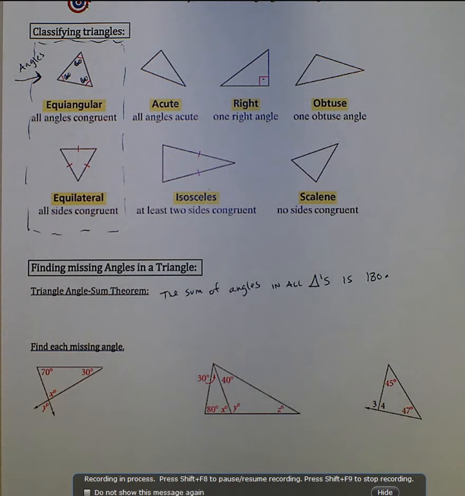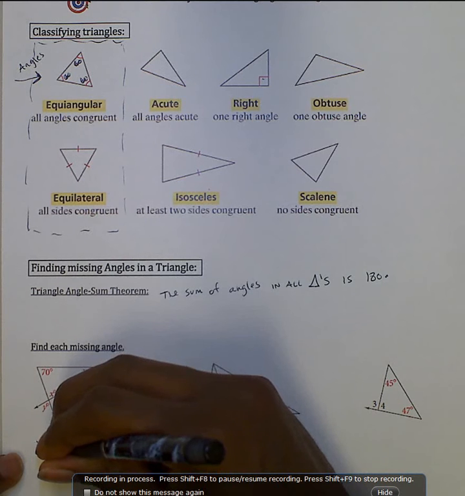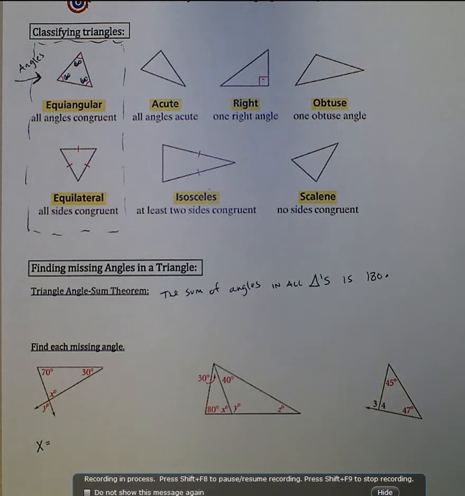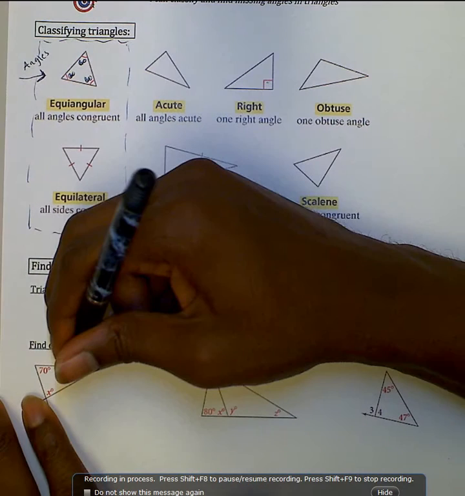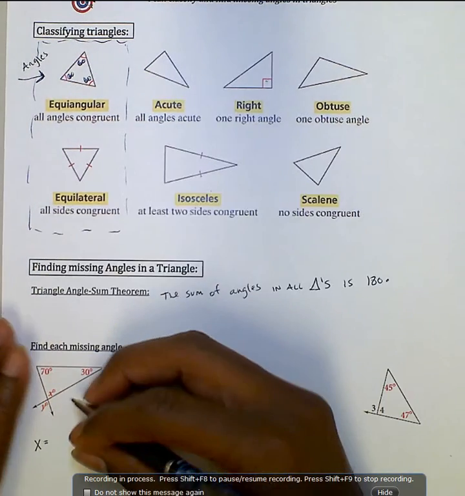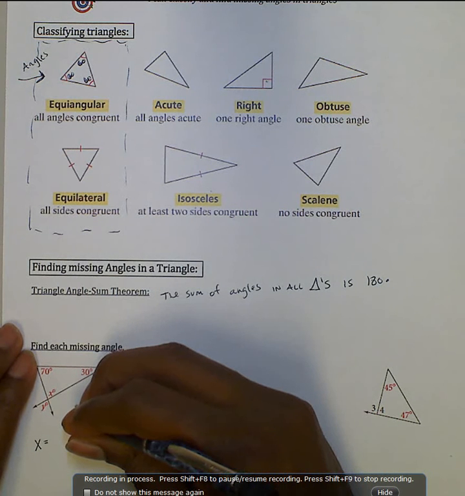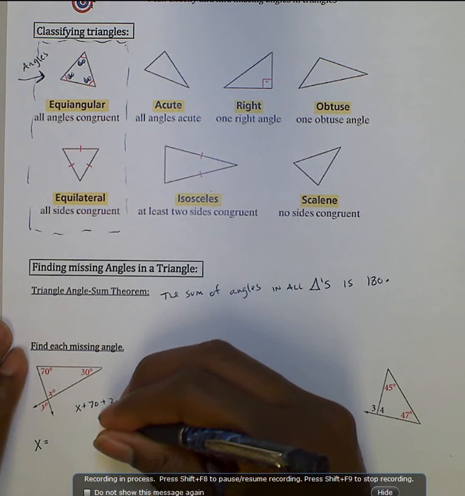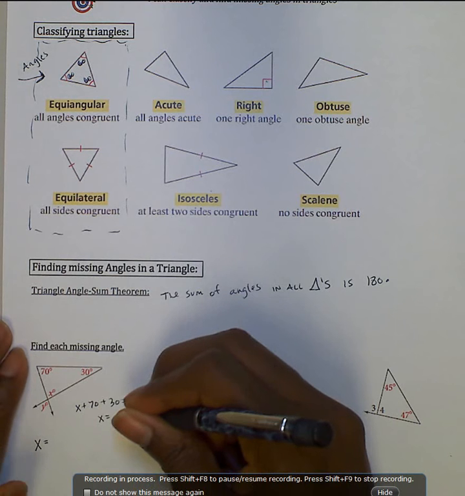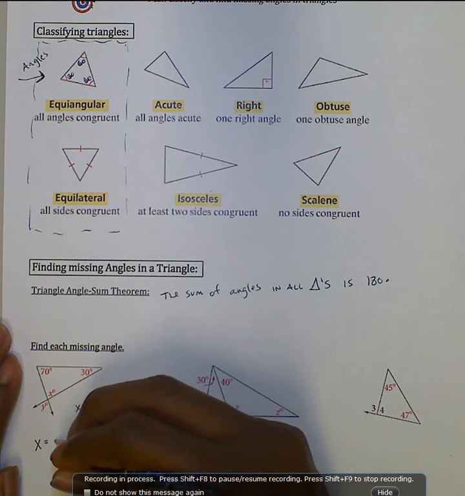Let's look at these problems and figure out some solutions. First problem, we need to find x and y. We're going to use our triangle angle sum theorem to help us out. We know that a triangle should add up to 180. We have these two angles, 70 and 30, that's 100. I can set it up algebraically: x plus 70 plus 30 equals 180. 70 plus 30 is 100, and 180 minus 100 is 80. So x should equal 80 degrees.